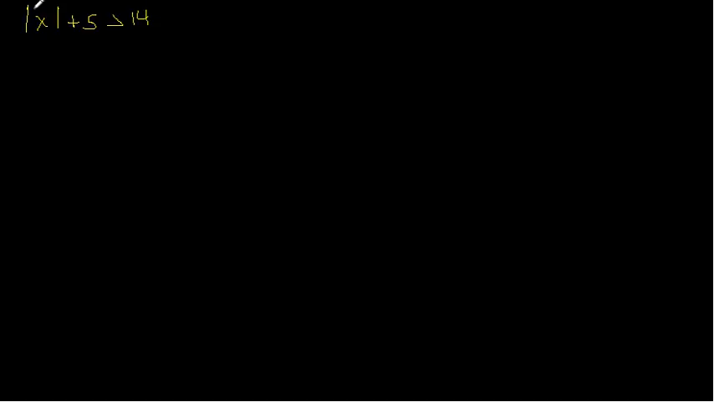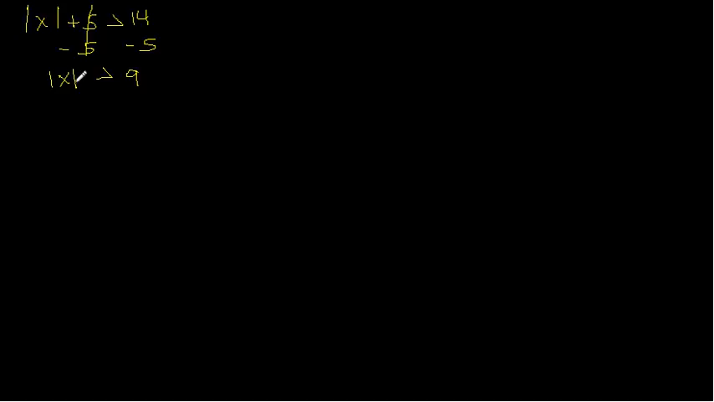When dealing with absolute value inequalities, you want to isolate the absolute value. So the way to undo addition is with subtraction. These cancel, and you end up with the absolute value of x greater than 9.